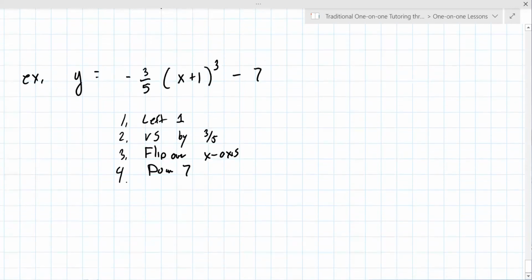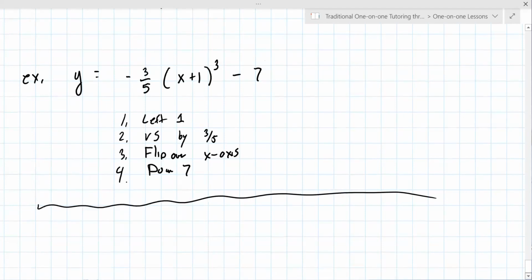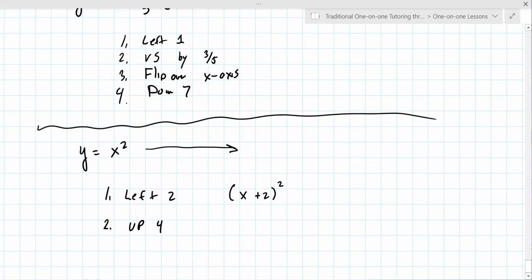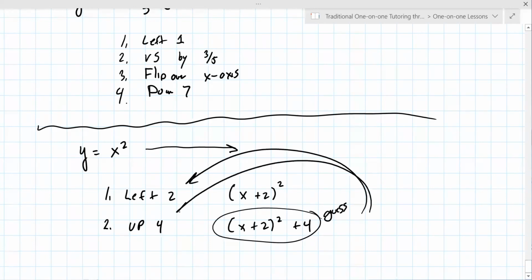Okay. So this is the hardest thing to do, but this is probably going to be on there. Let's assume your parent function is x squared, and I tell you that it's left 2, and then it's up 4, and you have to figure out what this becomes. So here's the left 2. It's x plus 2 squared. Okay. And then the up 4 would be x plus 2 squared plus 4. So you can almost just guess this and then see if it does these things or not.